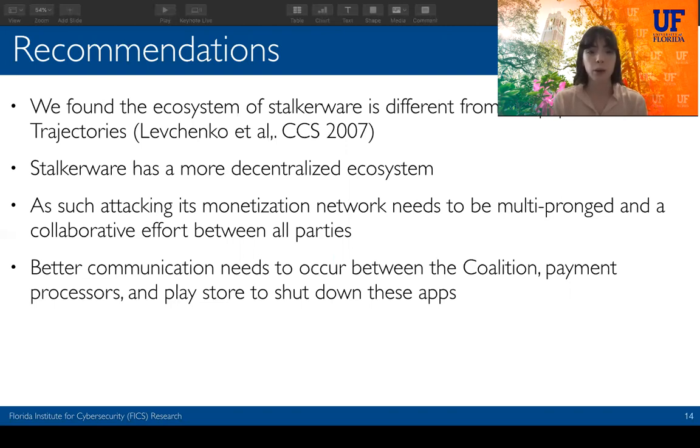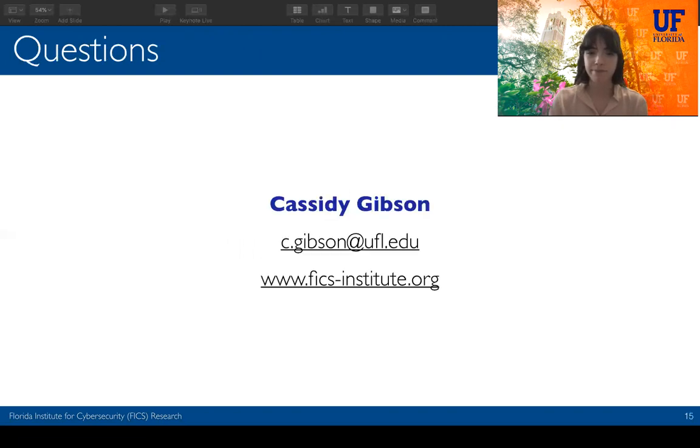This means better communication between the coalition identifying Stalkerware, the payment processors, and Google's Play Store to all help shut down these apps.